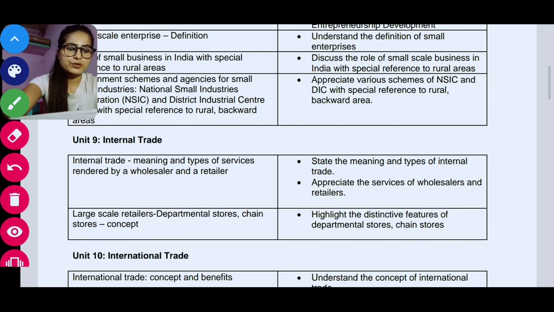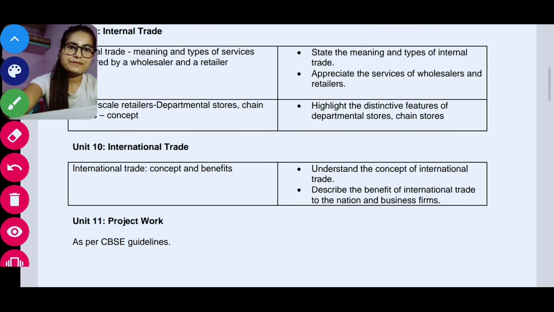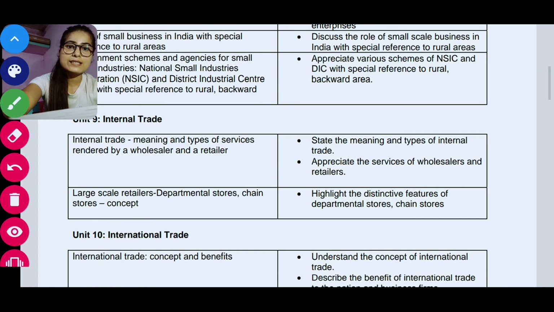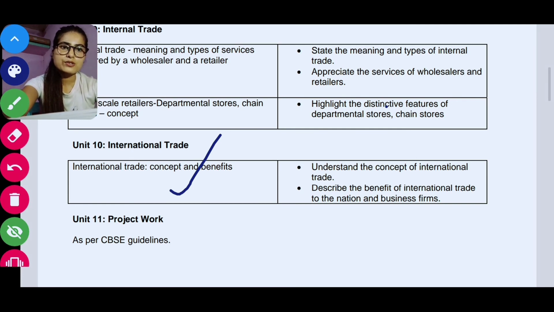And moving forward to unit 10. One thing, yes, the GST chapter is from unit 9, not from unit 10. From unit 9 the GST chapter is also reduced. From unit 10 you do not need export trade. So only international trade is needed here. Export, import, and documents related to export and import were present earlier, but now they're not needed. Then you have project work, which will be given from your school or college.